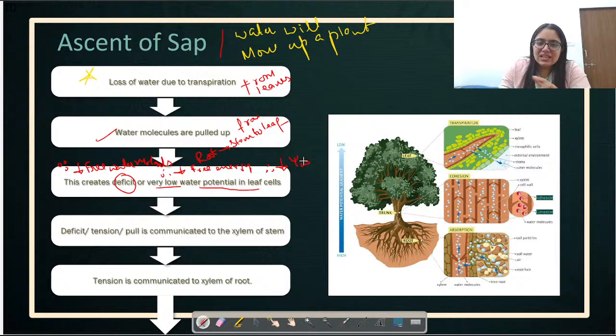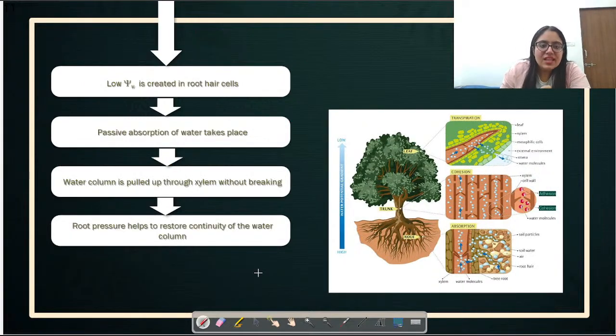Now, this low free energy, or lower water potential, will create a tension in the leaf xylem, and this tension from the leaf xylem will be transported to the stem xylem, and from the stem xylem to the root xylem, right? So this deficit, or tension, or pull is communicated to the xylem of the stem. This tension is finally communicated from the xylem to the root. Then this creates a low water potential in the root hair cells.